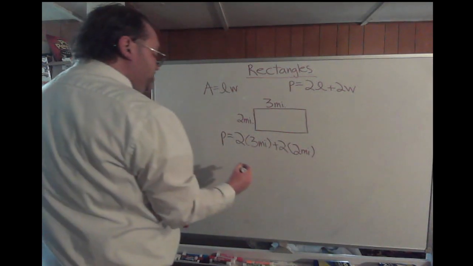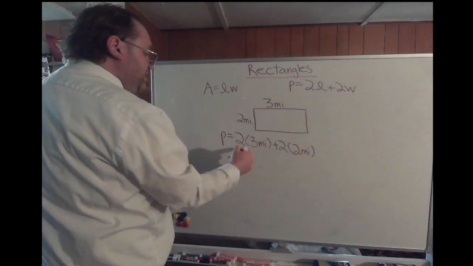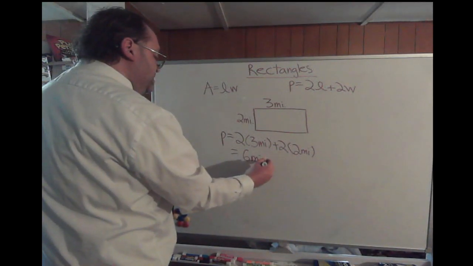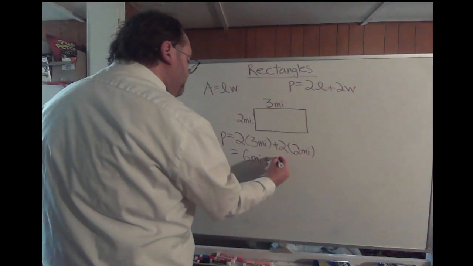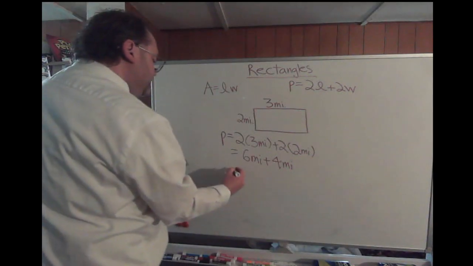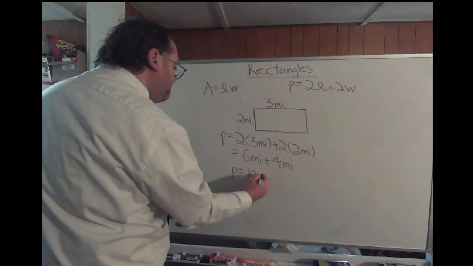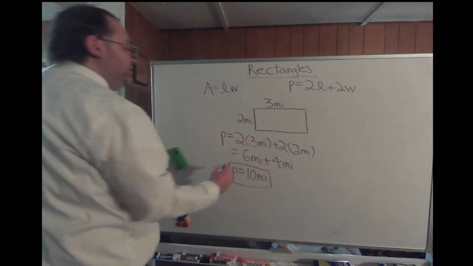So then what you would do, of course, is do your multiplication first with each term. 2 times 3 is 6, so you'd have 6 miles. Plus, what is 2 times 2? Well, that's 4. So 6 miles plus 4 miles. So it looks like the perimeter is going to be 10 miles. The perimeter is equal to 10 miles.